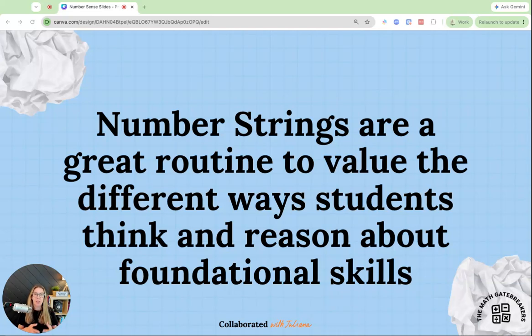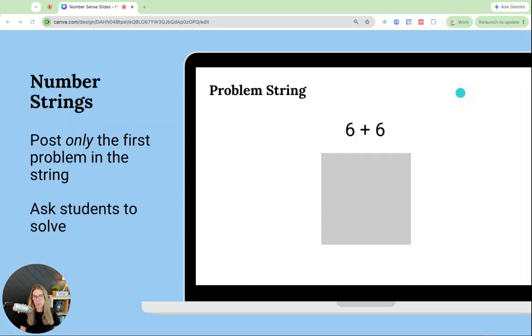And sometimes number strings are a great way to start off number talks, because sometimes my students don't have all of the strategy ideas to get to a number talk, but instead a number string is a little bit more guided in terms of helping them make those connections and calling those connections out.